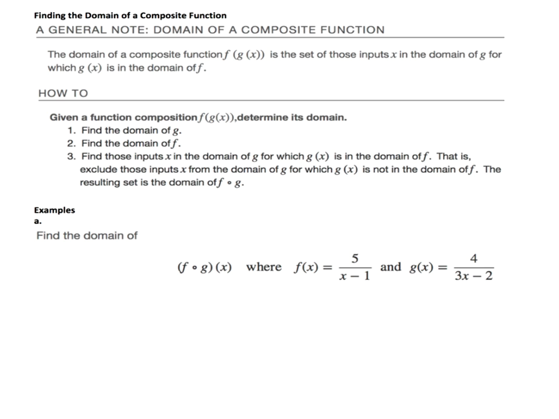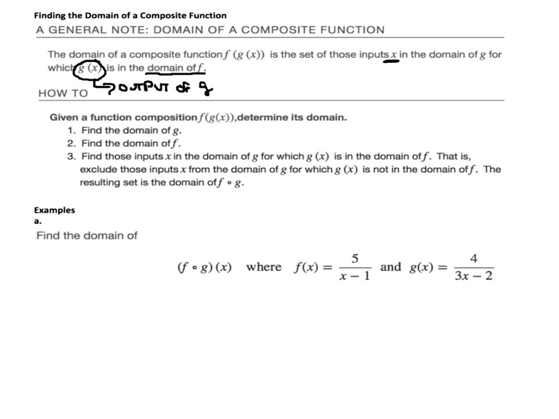Okay, a general note about the domain of a composite function. This is where it gets a little tricky to think about with the inputs and the outputs and all that stuff. The domain of a composite function, f composed with g of x, is the set of those inputs x in the domain of g for which g of x, or the output of g, is in the domain of f. So let me just point out that this right here is talking about the output of the g function. And that has to be in the domain of f.